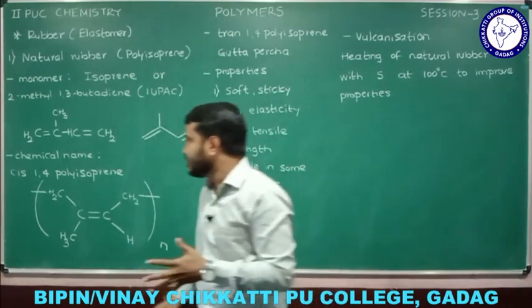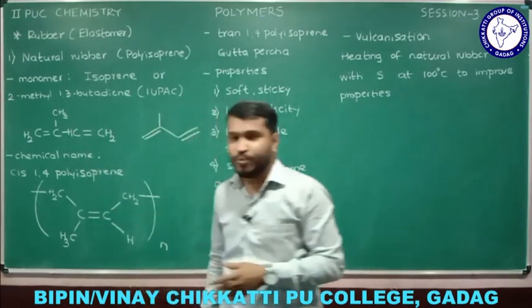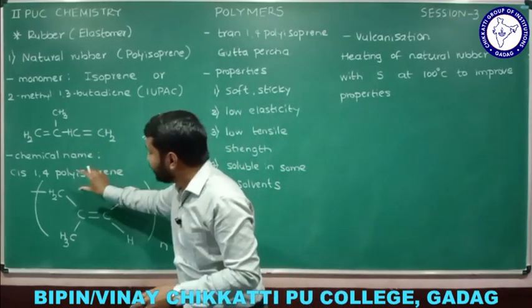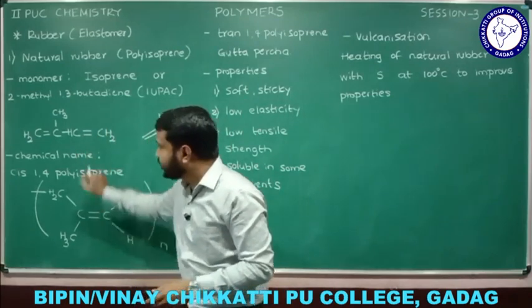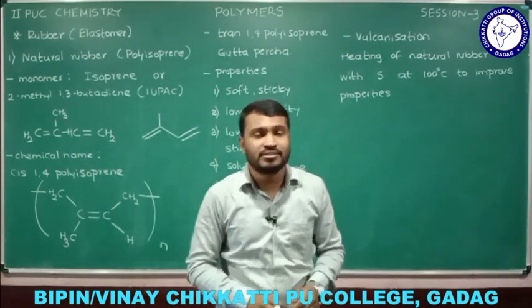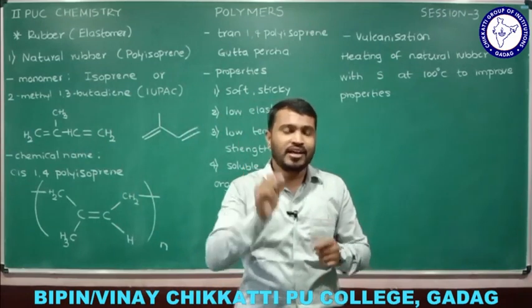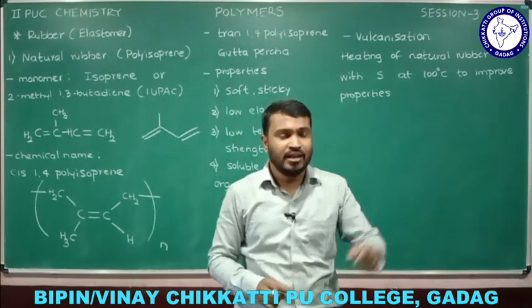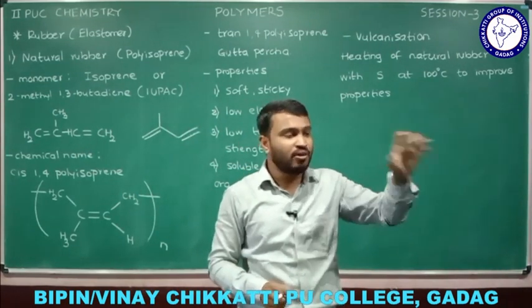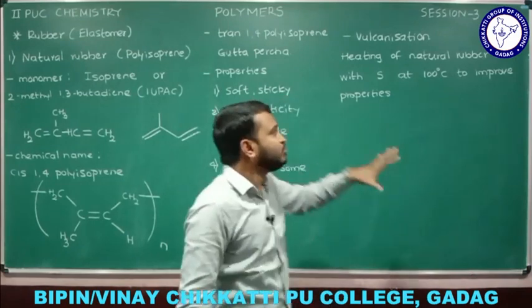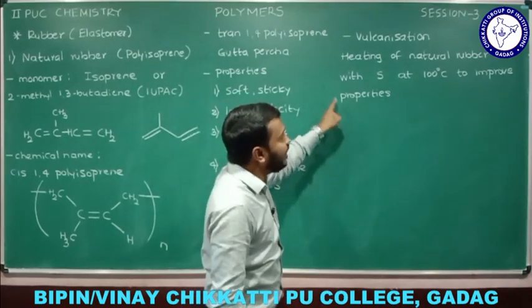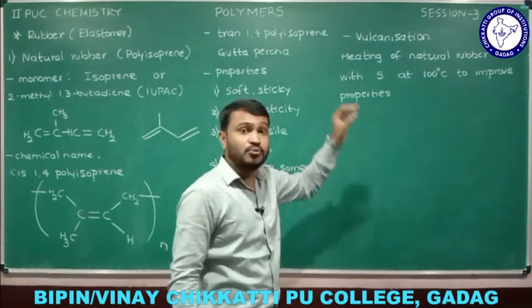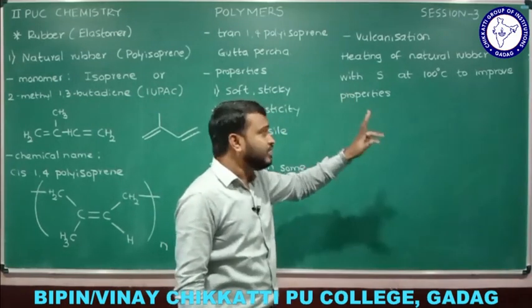So what does it actually stand for? Let us assume this is the isoprene unit. I will take one more isoprene unit and I am going to link these two by sulfur, and that we call the cross-linking agent. Remember, in vulcanization of natural rubber, the element used as cross-linking agent is sulfur, and we heat that, and we get a rubber that we call vulcanized rubber or synthetic rubber.